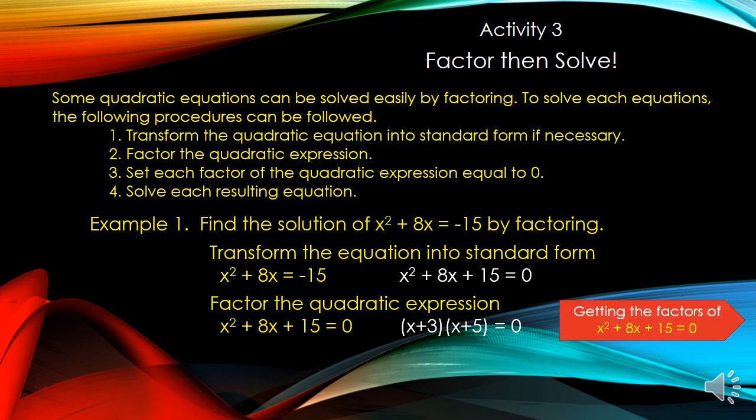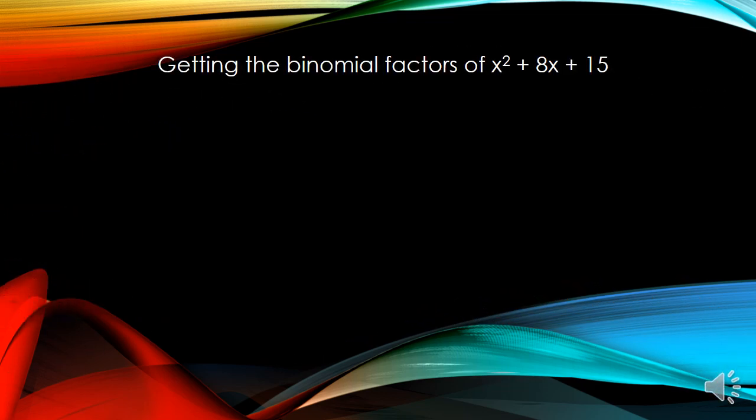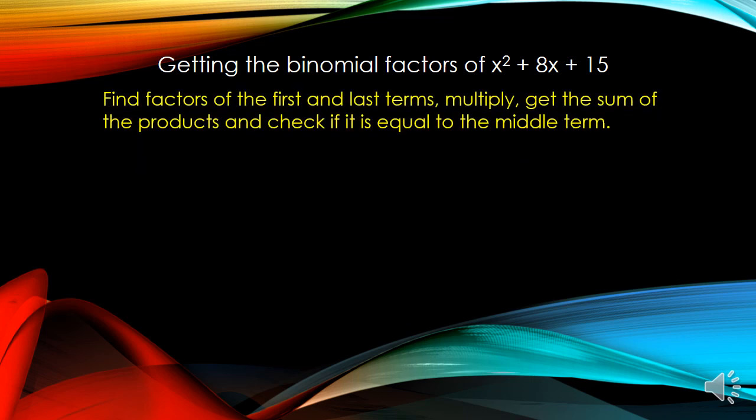But how did we get x plus 3 and x plus 5? Binomial factors of x squared plus 8x plus 15. So this is how we get the pair of factors. Find factors of the first and last terms. Then multiply these factors, get the sum of the products, and check if the sum is equal to the middle term. So the very first thing for us to do is identify the first term. The first term is x squared and the last term is 15.